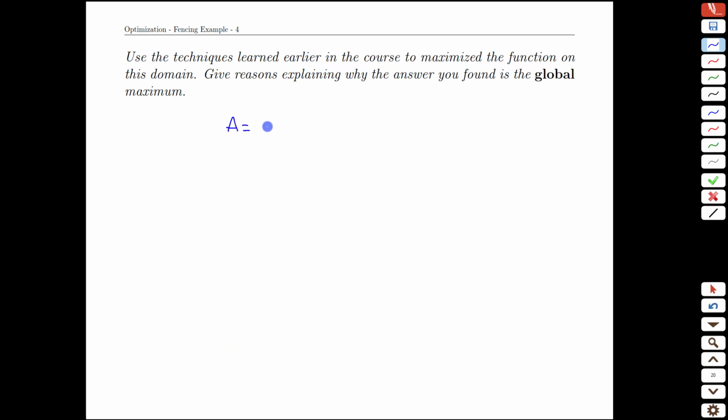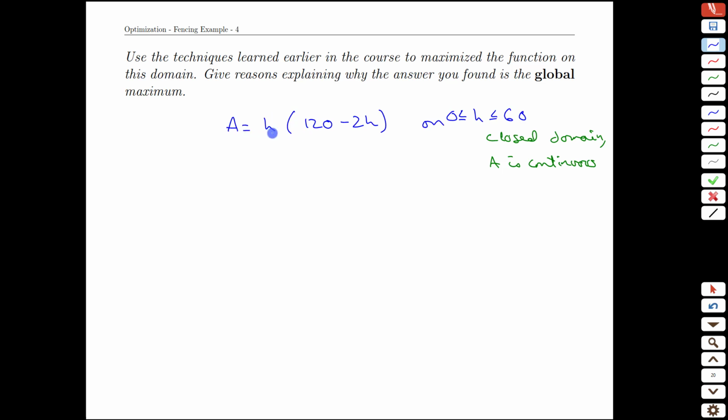So we have our area, which is equal to h times 120 minus 2h. And this is on the domain h between 0 and 60. So note that this is a closed domain, and A is continuous on it. I can plug in any value of h here. There's not going to be any weird discontinuities. These things are going to help us when we go to prove that whatever optimum we find is actually the global optimum out of all the possible choices.